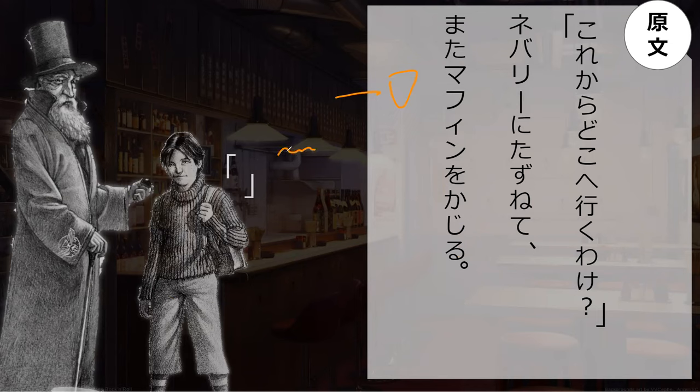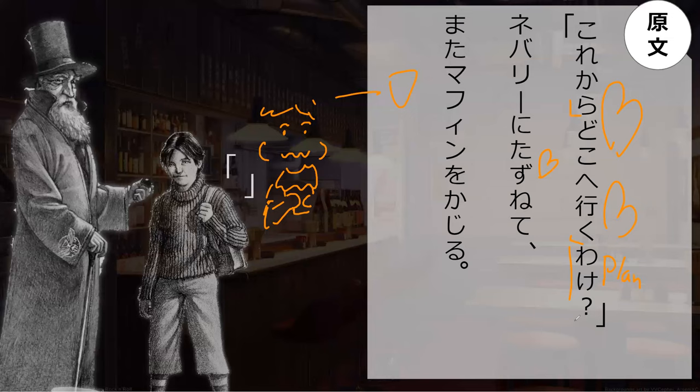これからどこへ行くわけ？眠りに尋ねて、またマフィンをかじる。Okay, so I ask Nemuri, "Kore kara doko e?" From here on out, where to? Iku wake. So wake is kind of meaning to plan, in this case, is what the wake is doing. Wake means like, do you have any reasonings for where you're going from here?